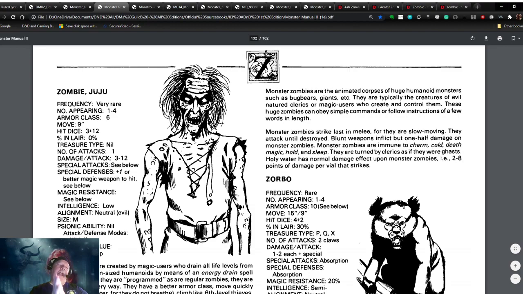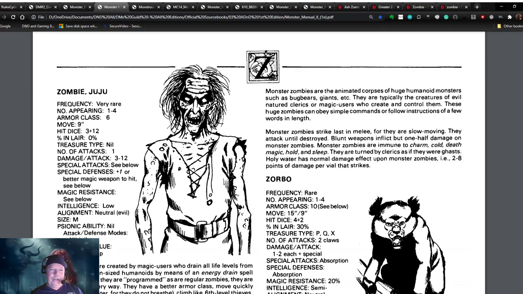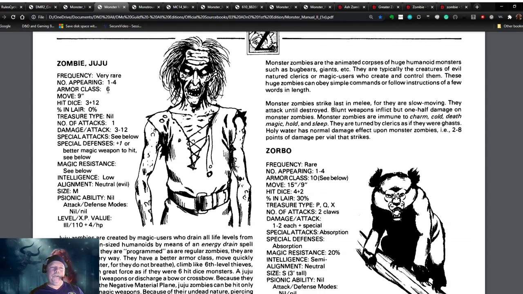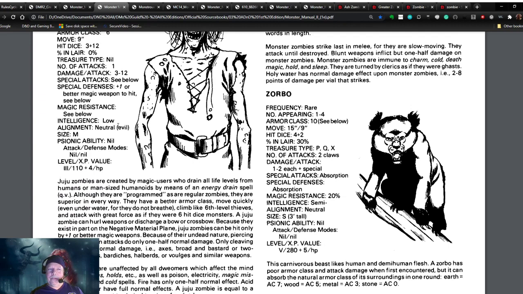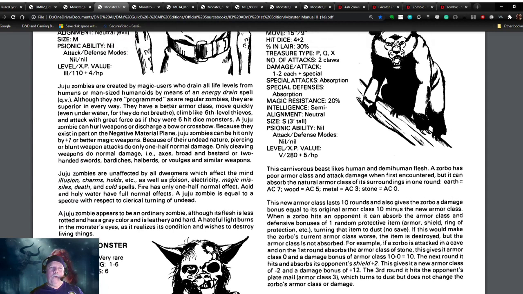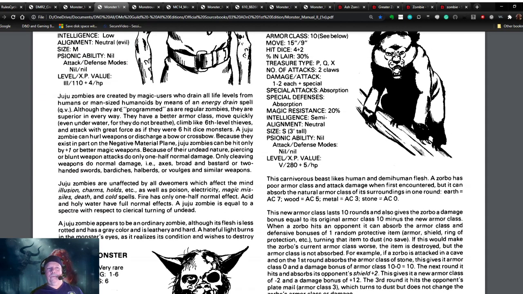But now let's take a look at the Juju Zombie, which is also from AD&D. Juju Zombie has an armor class of 6, so a little bit better. 3 plus 12 hit dice. Okay, so it's a bit tougher guy. 1 attack for 3d4 damage. It requires a +1 or better magic weapon to hit, and it has some magic resistance. So they're created by magic users who drain all the life levels from human or man-sized humanoids by means of an energy drain spell. And they're programmed like regular zombies, but they're superior in every way. Better armor class, they move quickly, even underwater, because they don't breathe.